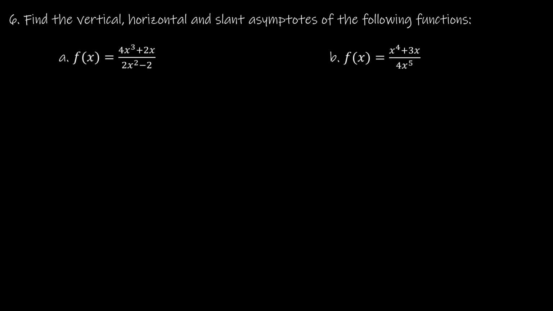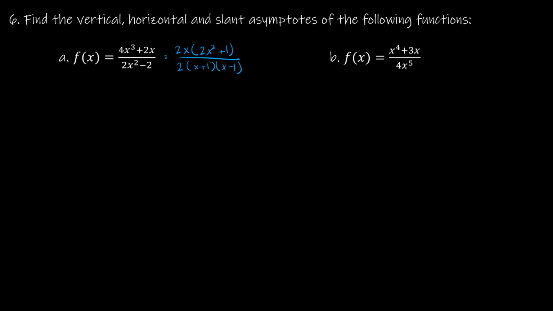Now let's take a look at vertical, horizontal, and slant asymptotes for these functions. Remember, to find the vertical asymptote, it's when the denominator would equal 0. So it's not a bad idea to do any factoring first to make sure that there's nothing that's going to factor out. For my numerator, I would factor out a 2x, and that would leave me with 2x squared plus 1. And my denominator, I would factor out a 2, and that would leave me with x squared minus 1, which would be x plus 1, x minus 1.